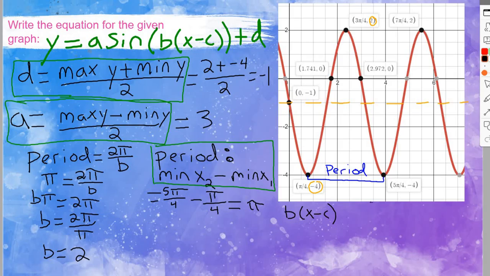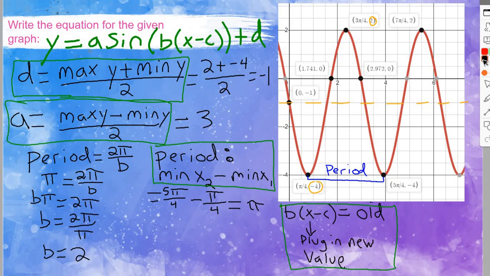So the way that we're going to do this is, I said that we have to have a reference type of point. So we're going to set it equal to some old value, and then I'm going to plug in what that new value is. You can either use a minimum or a maximum here. And then we're going to solve for c. So that's how we find our c value.